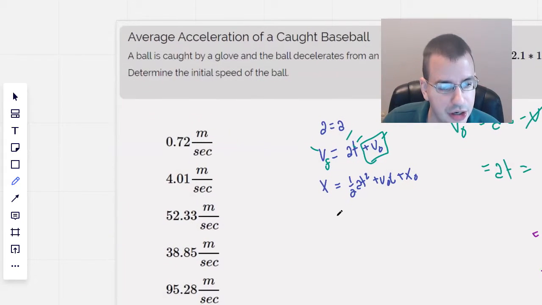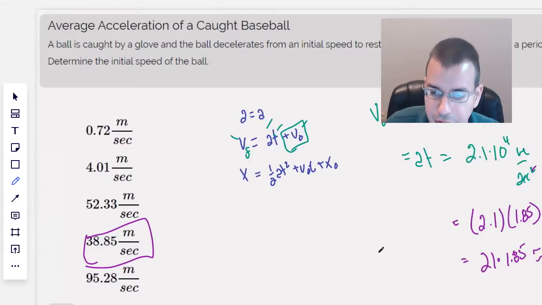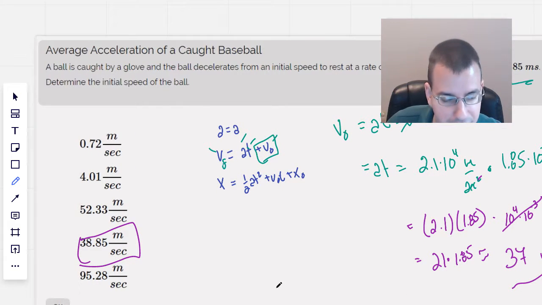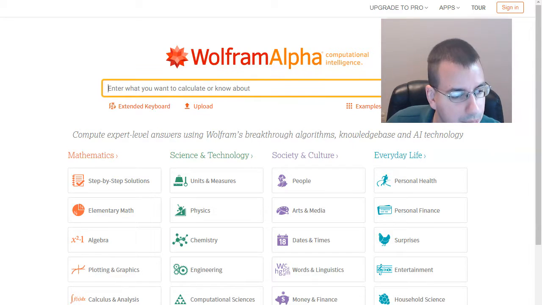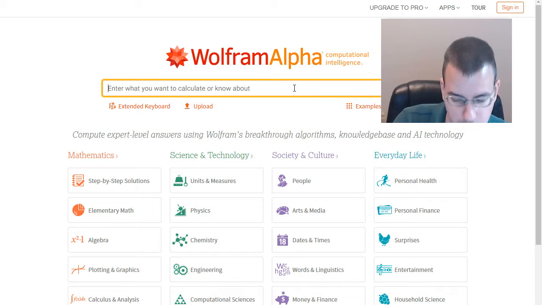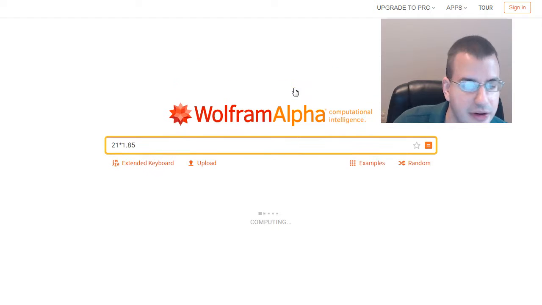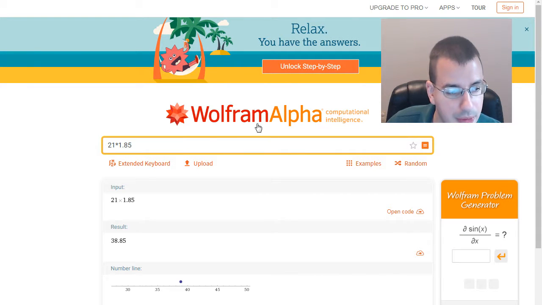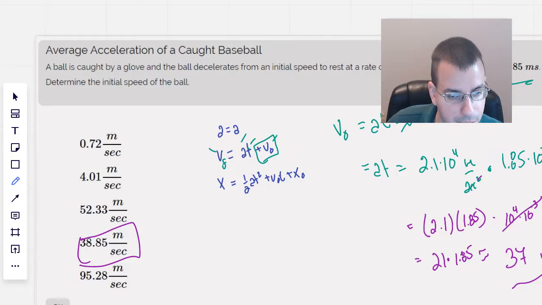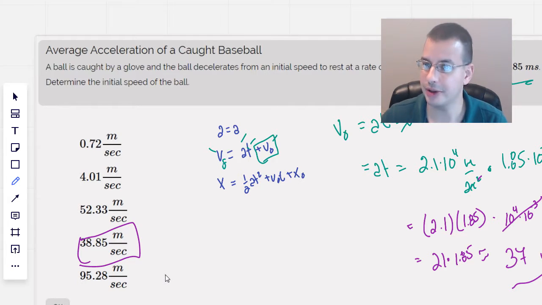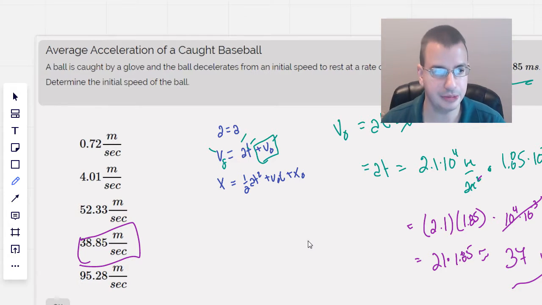Let's see what the possible answers are. I suspect it's going to be that one right there. So let's see, 21 times 1.85. Go to Wolfram. 21 times 1.85, and we get 38.85. Go back, 38.85. That'll be our answer. So that is how this problem is done.